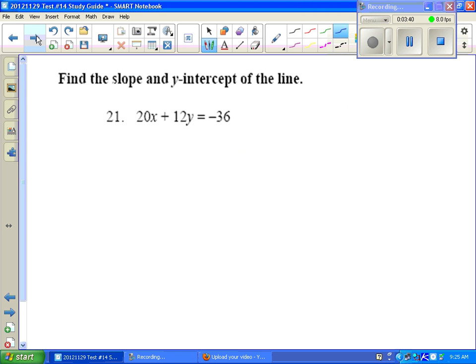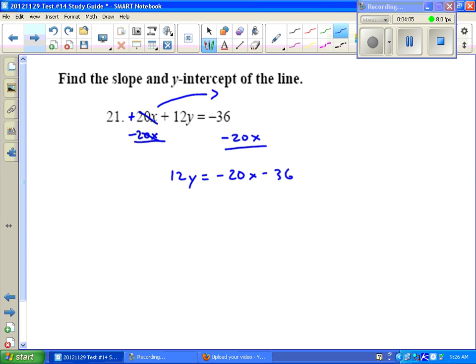Slope and y-intercept. Okay, this one's not in slope-intercept form. You have to move it to slope-intercept form. So move 20x over. It's positive 20x, so subtract it. You do it on that side, you have to do it on this side. Now it's not 30, it's negative 36 minus 20x. You can't put those two together. They're not like terms. So we have 12y equals, we'll put the x term first, just so it would be mx plus b form, minus 36.